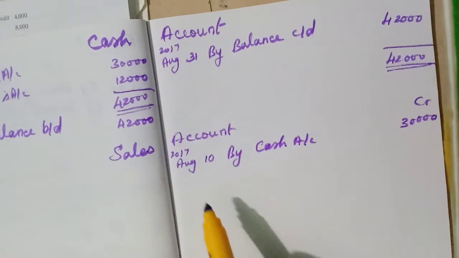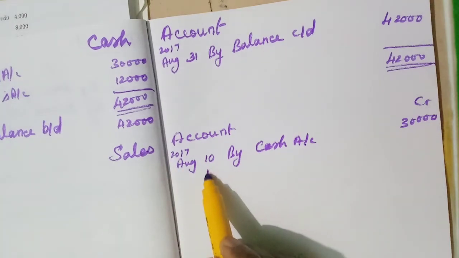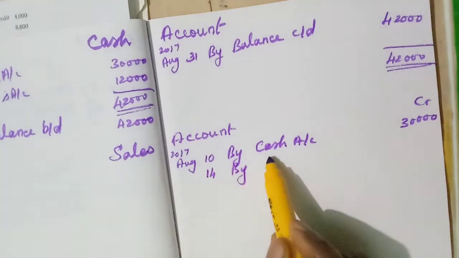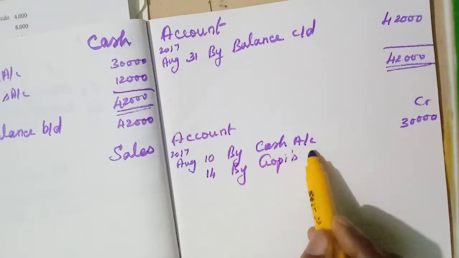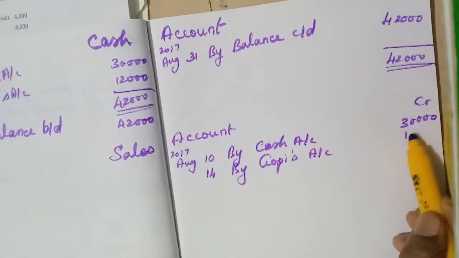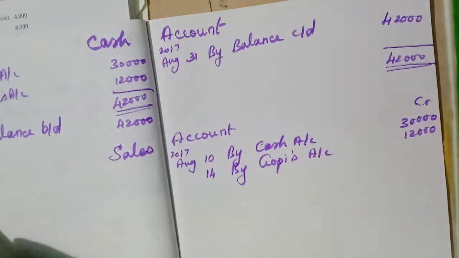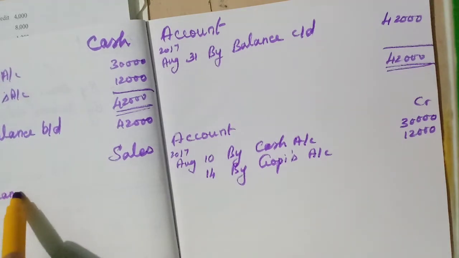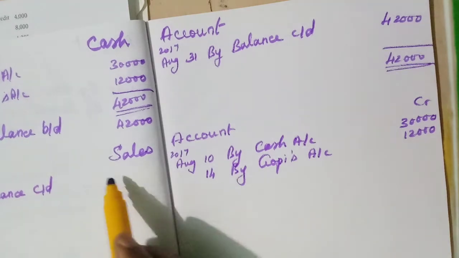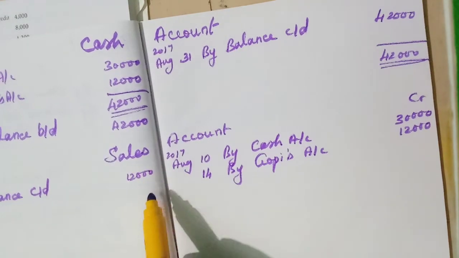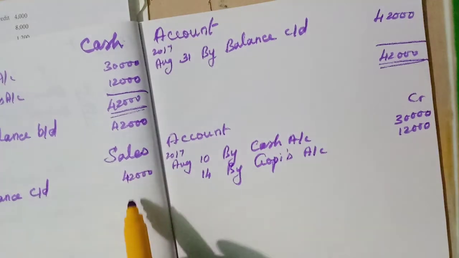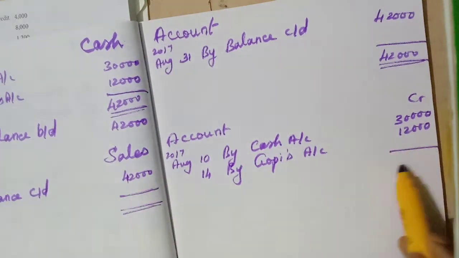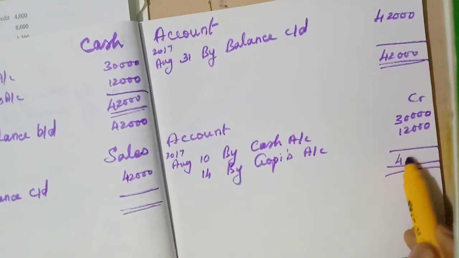Then next one, sold goods on credit to Gopi. So Gopi's account debtor to sales. So here by Gopi's account, 12,000. This also we need to post. Here last date, same year, same month, last 31, balance carried down. Total 42,000. Then the same line you have to draw, one line, double line, 42,000.